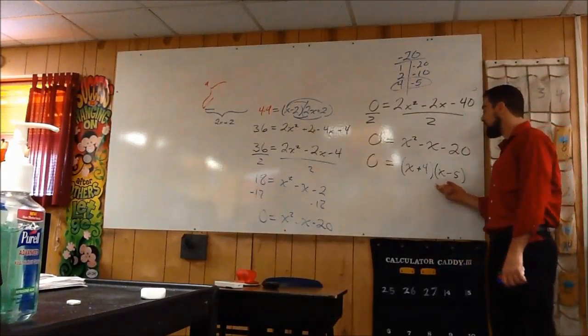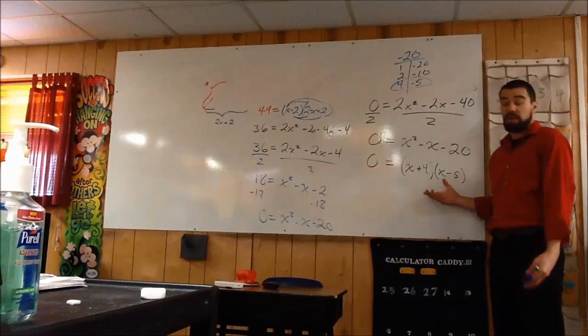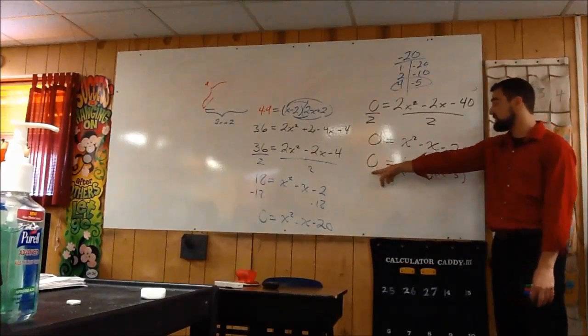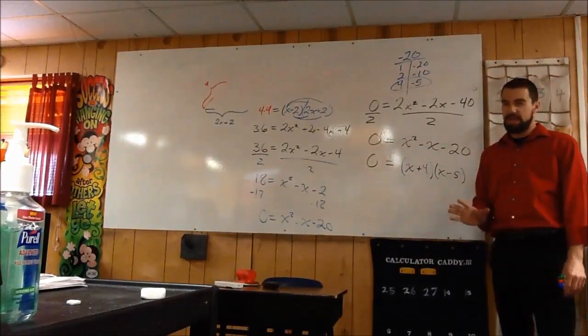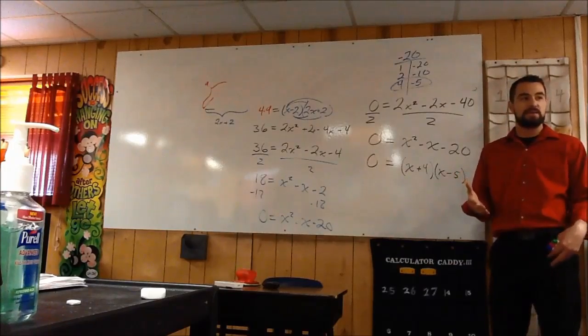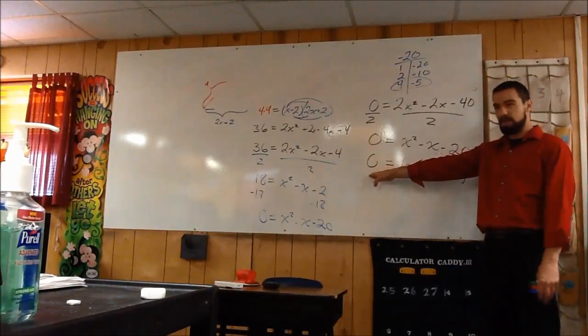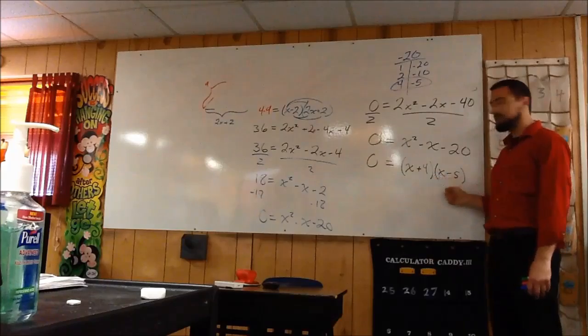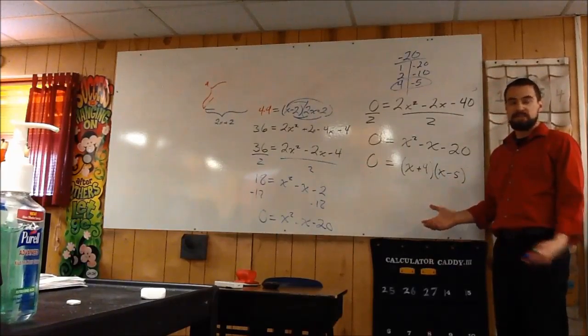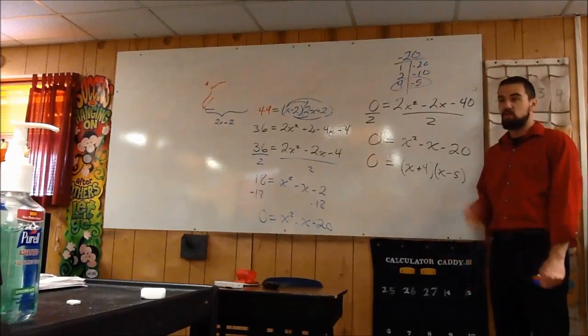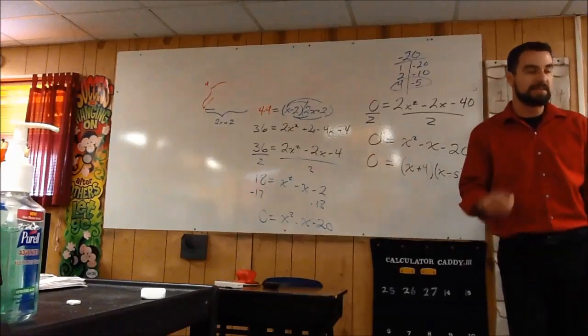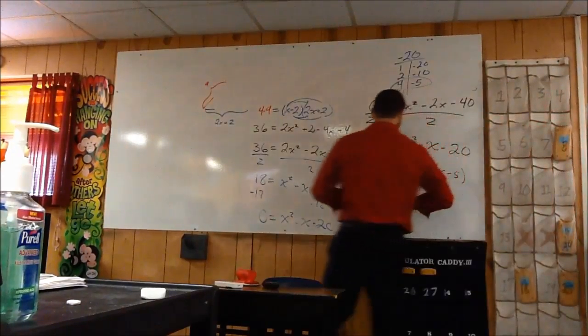Right now we have the product of these 2 binomials, and apparently when we take the product, it equals 0. The only way that can happen when you multiply 2 values and the product is 0 is if one of these is 0. That's the only way you can get a product of 0, is if one of those values you're multiplying is 0.